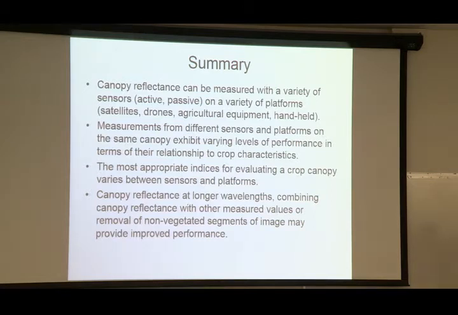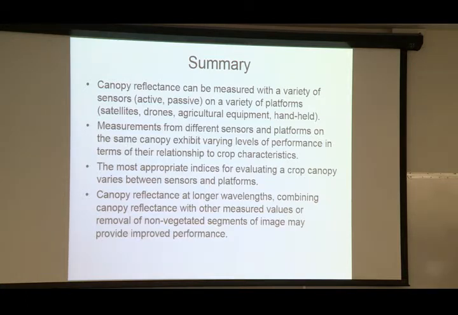You can measure canopy reflectance with a variety of sensors on a variety of platforms, but the measurements from those sensors and platforms exhibit varying levels of performance. You try to relate them to a crop, you get variation. And it's difficult, I think, to extrapolate from one to the other. It seems like the most appropriate index that you use depends on the sensor and the platform. If you're looking at the same canopy, you get different answers.